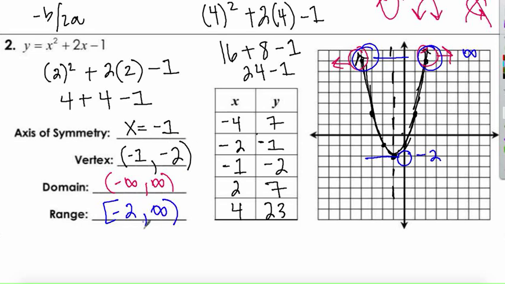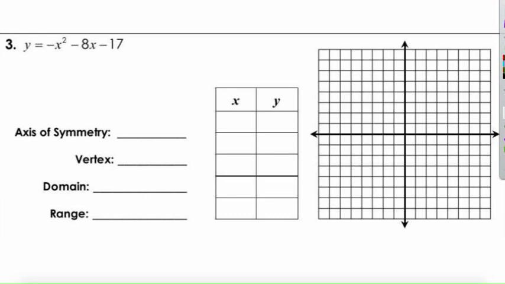So a lot of students will start noticing, based upon the front number here, whether or not it's positive or negative, whether or not the parabola is going to open up or down. If the parabola is opening up, you're going to have a minimum value, which is where your range is going to start, and it's going to go up to positive infinity. If your number out front was negative, this thing would be facing down, and it would start with negative infinity and go up to that number. So we're going to see one like that here in just a few moments. So number 3 is one that could be that way.